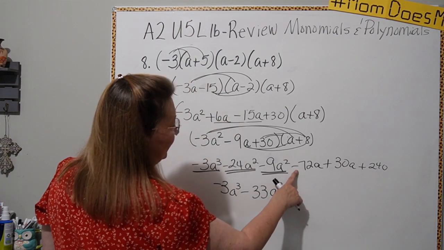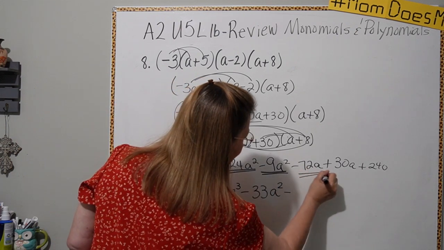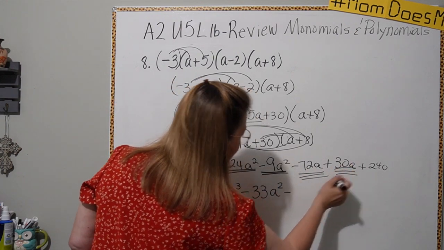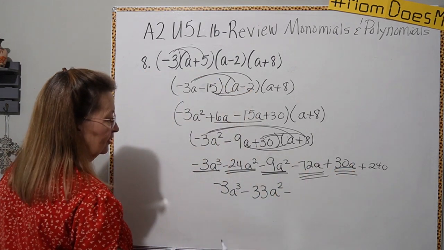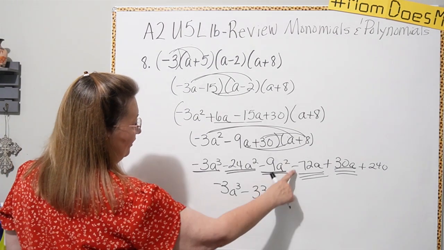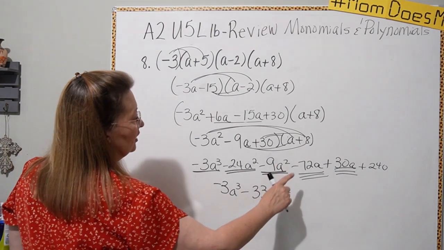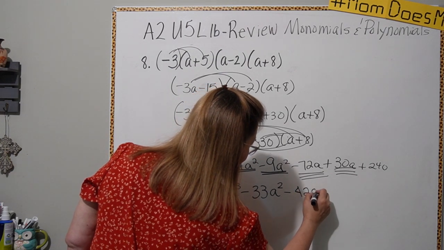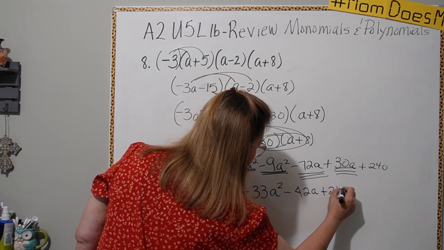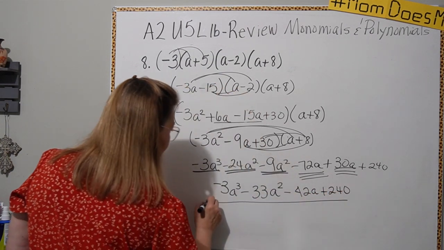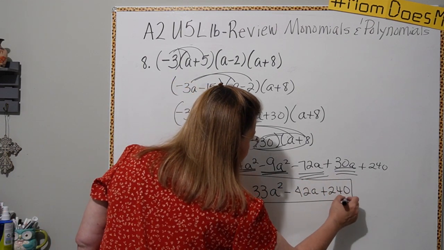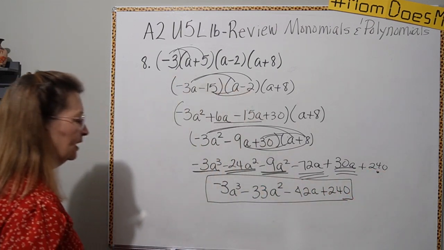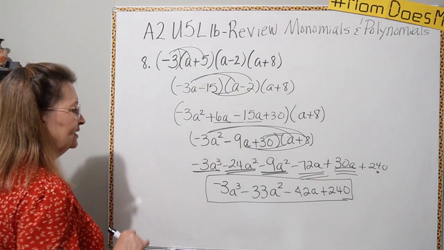All right, a negative 72 and a positive 30. Since they have opposite signs, you're going to subtract. Your answer is going to have the sign of the larger number. So 72 minus 30 is going to be negative 42a plus 240. And I look to be sure that I have used everything, and I did. There's nothing else to combine, and it's in standard form.